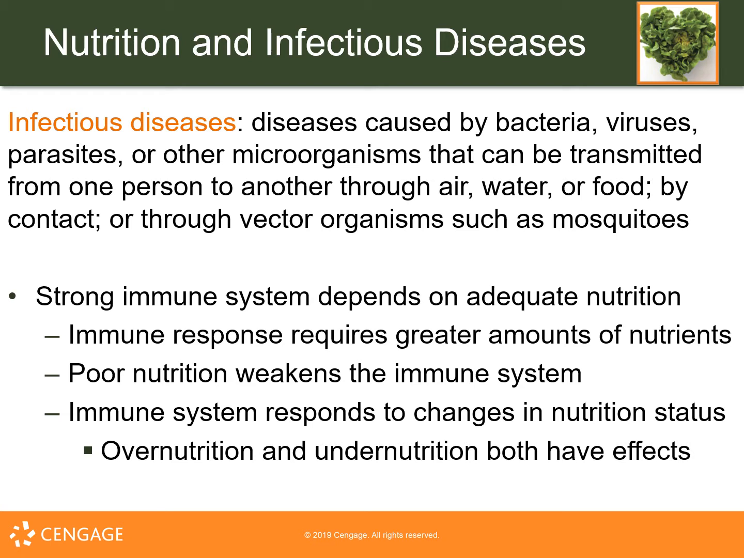A strong immune system depends on adequate nutrition. Immune response requires greater amounts of nutrients. Poor nutrition weakens the immune system. The immune system responds to changes in nutrition status. Overnutrition and undernutrition both have effects. Undernutrition does not provide all of the necessary nutrients, while overnutrition leads to chronic inflammation, which causes other issues we'll talk about later in this chapter.